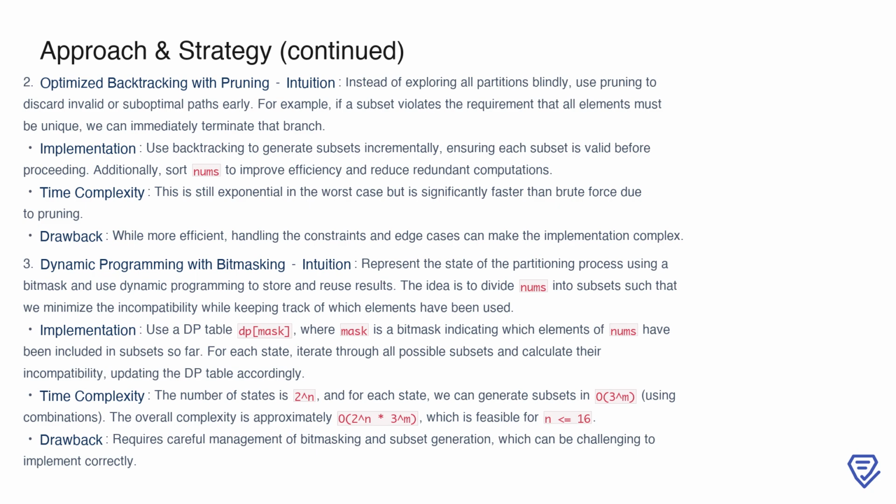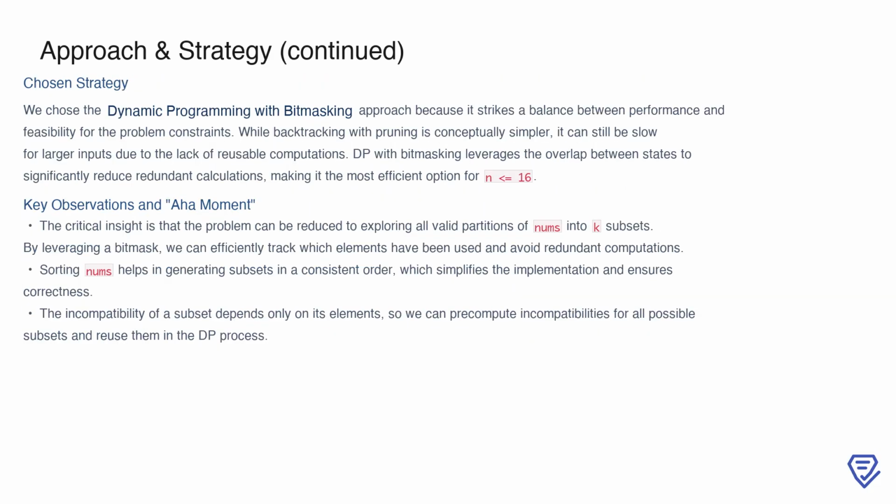While the time complexity involves exponential factors, it is much more feasible for the given constraints of n equals 16. However, the challenge lies in carefully managing the bit masking and subset generation. The chosen strategy for this problem is dynamic programming with bit masking because it offers the best balance between performance and feasibility. While backtracking with pruning is simpler to understand, it still struggles with efficiency for larger inputs due to the lack of reusable computations. On the other hand, the DP approach leverages overlapping subproblems, allowing us to significantly reduce redundant calculations. This makes it the most efficient option for the given constraints.